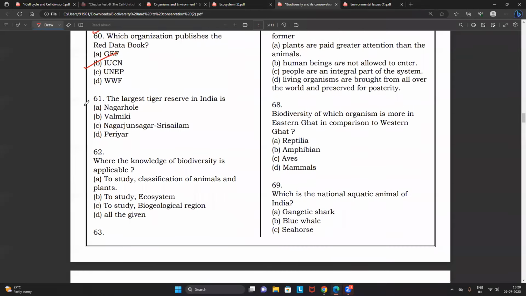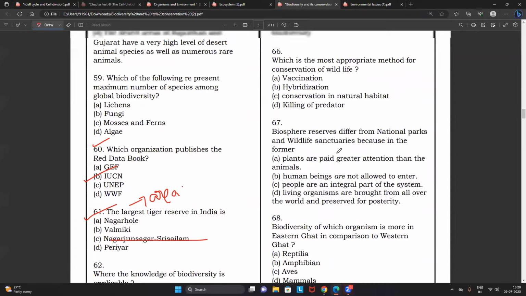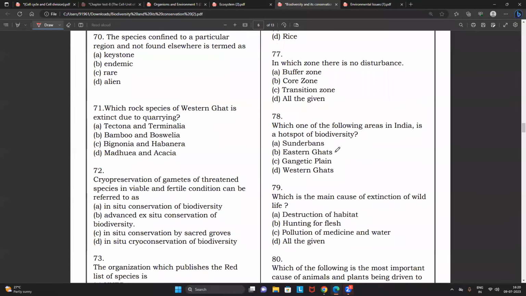Good. The largest tiger reserve in India. See, friends, always remember when they use the word largest, you should think with respect to area. That's all you have to do. What is that area? Nagarjuna Sagar and Srisailam, right? No need to get confused with that particular point. Okay.